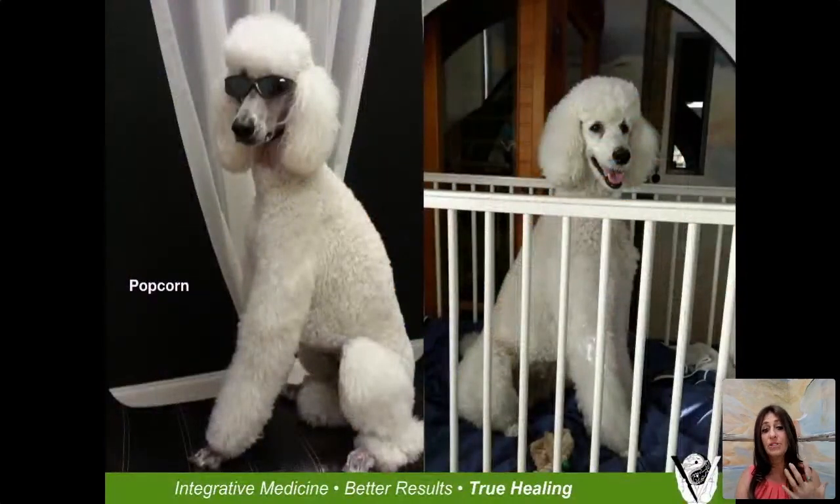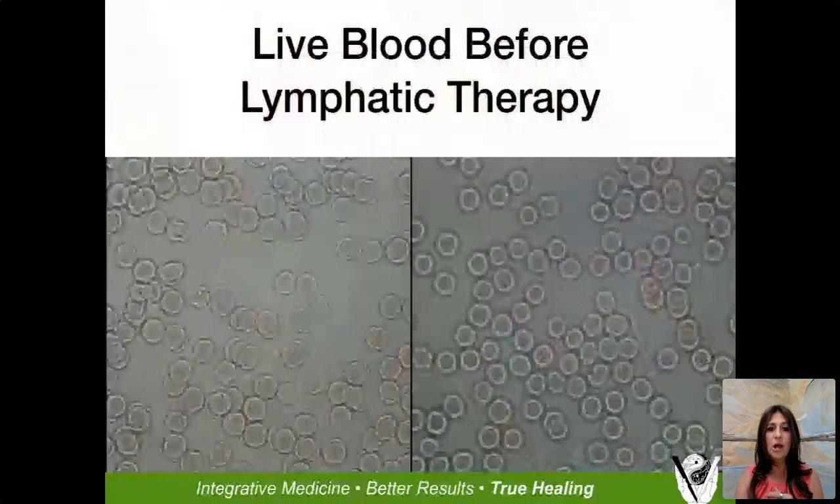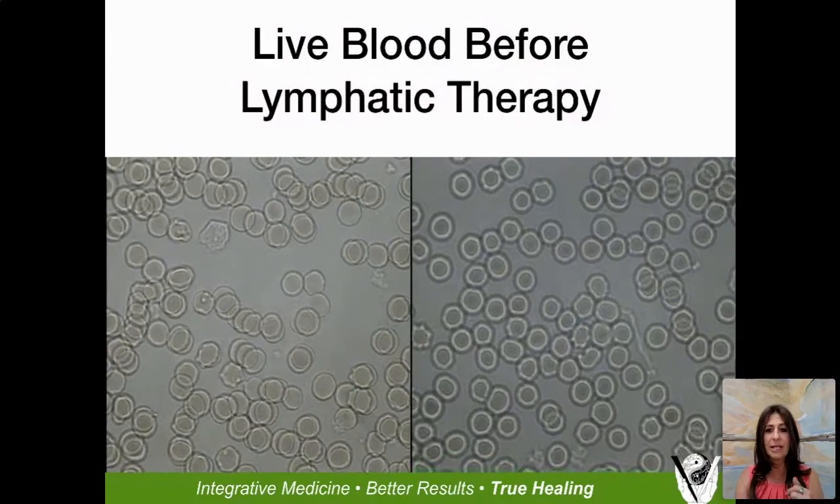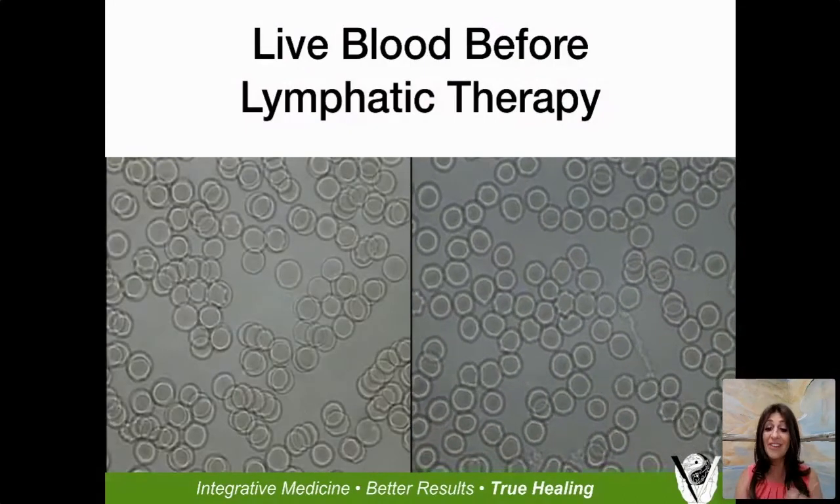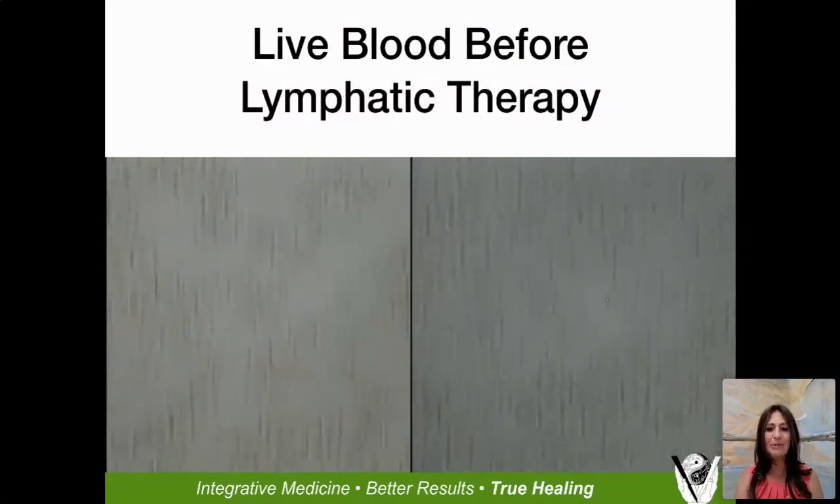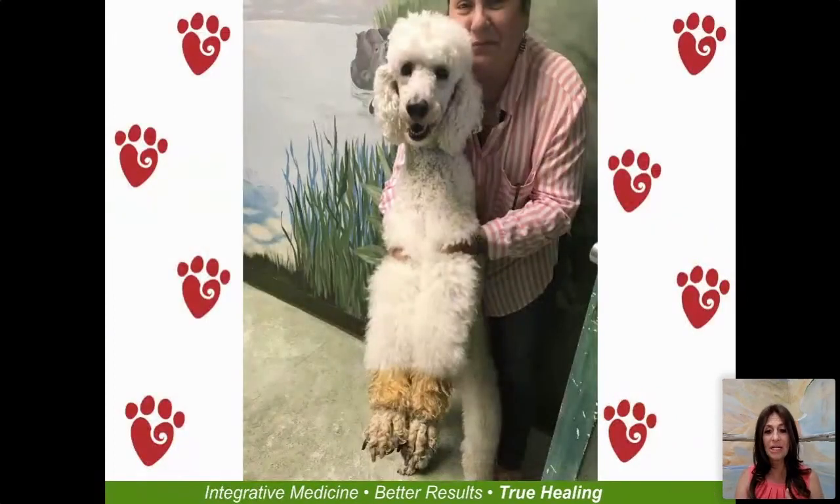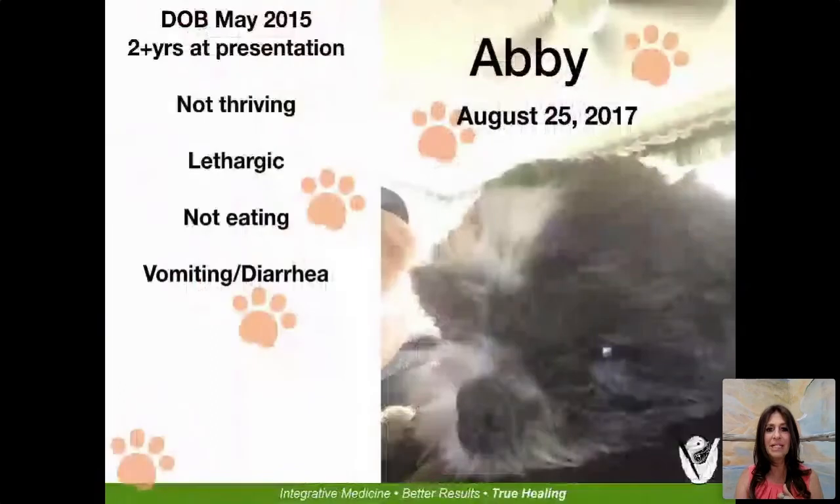Popcorn had some GI disease, long-standing GI problems. We used our ozone. This is just lymphatic therapy, the before and after effects of what lymphatic therapy does on helping the immune system. Here he is getting an ion foot bath. Brave of me to take a white dog and put him in an ion foot bath, but it did wash out.